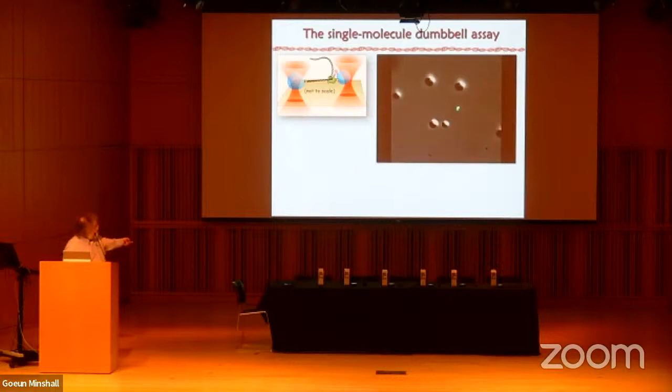And as we stretch it, eventually the bead on the right will move, and that will tell us that we have it linked with a single dumbbell. We can actually measure the persistence length of that interaction, and that will tell us that we have a single DNA molecule, not two or three stretched between them. Then we're ready to run the experiment.